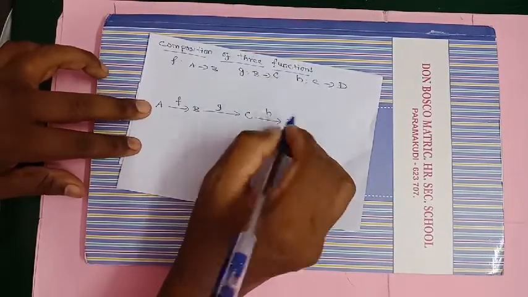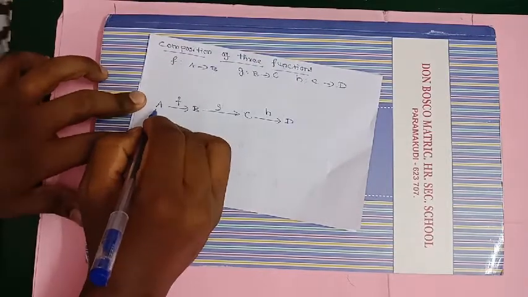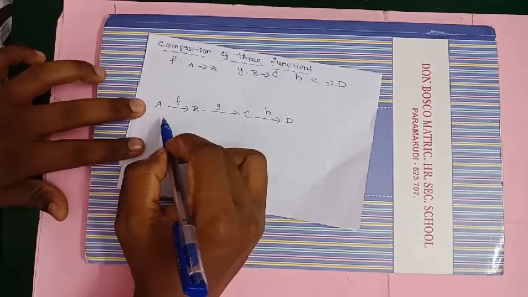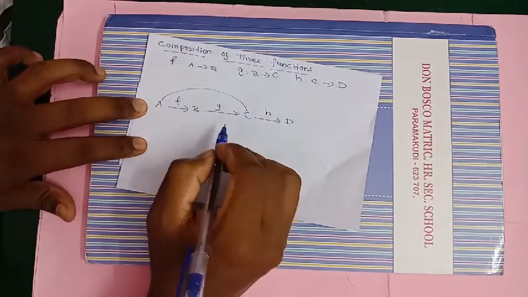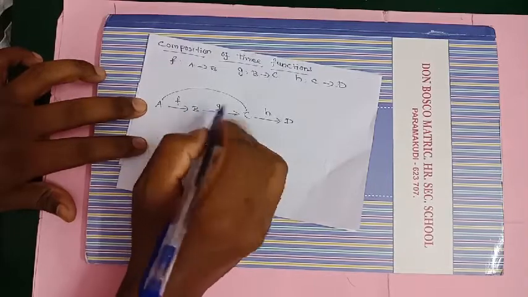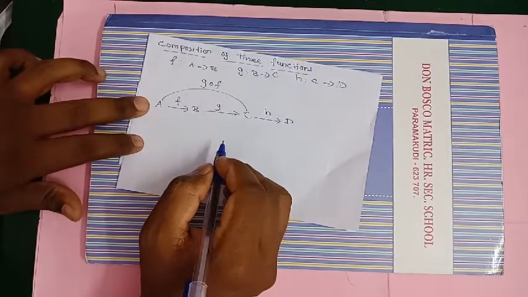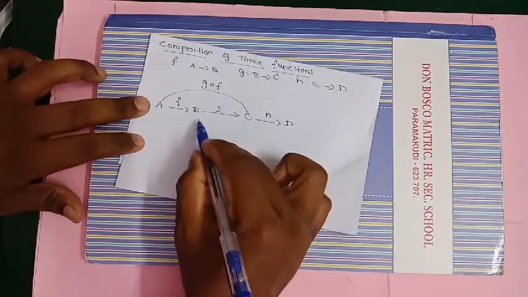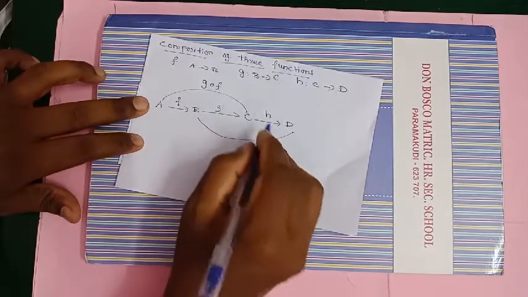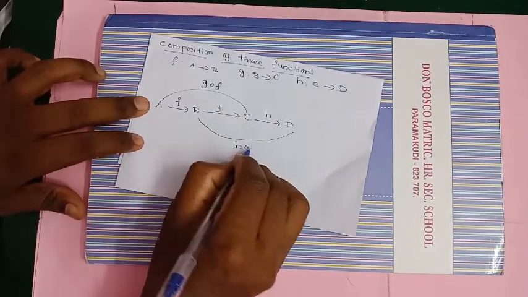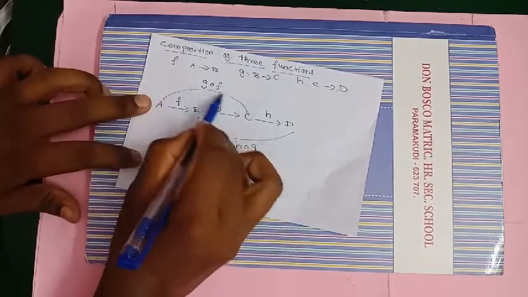Function H is from C to D, function G is from B to C, and function F is from A to B. We have studied the composition of two functions. If you connect the sets A and C, the composition of the two functions F and G is denoted by G composition F. And if you connect B and D, there are two functions H and G. This is a composition of H composition G. Now look at, this is one function.